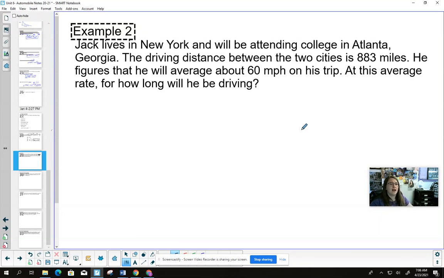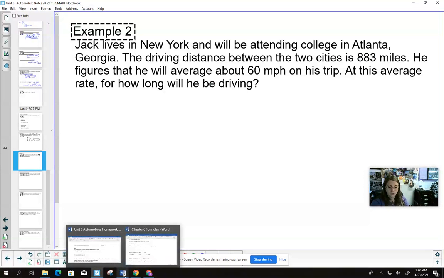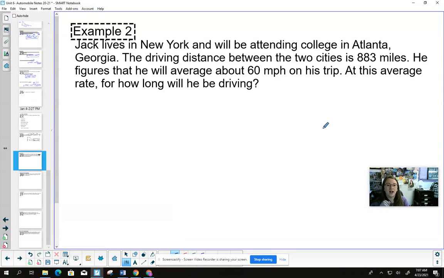At this average rate, for how long will he be driving? So again, what you want to do here is realize which version of the formula we're using if you're trying to slow this down. Once more, I know a lot of you can look at this problem and immediately know what to do. I'm going to talk it through as if you don't. If you know what to do, skip ahead in the video to the answer, and then you can see if you're right. But let's label the information we have.